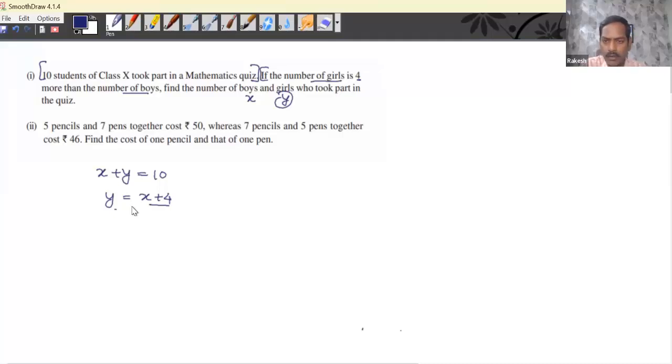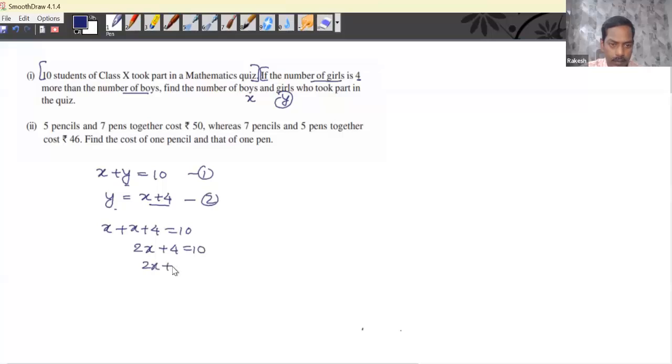This can be solved easily by the substitution method because the equation is very simple. So what we can do is substitute. This is equation number 2. This is equation number 1. We can straight away substitute the value of Y in the first equation. So what do I get? I'll be getting X plus the value of Y, which is X plus 4, equal to 10, which will make it 2X plus 4 is equal to 10, right?